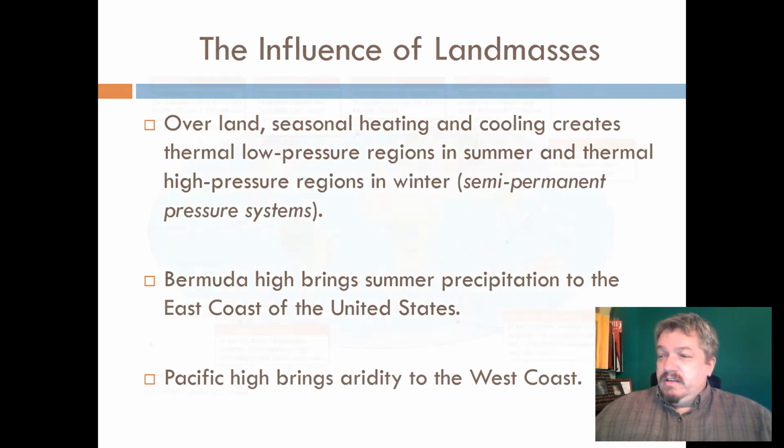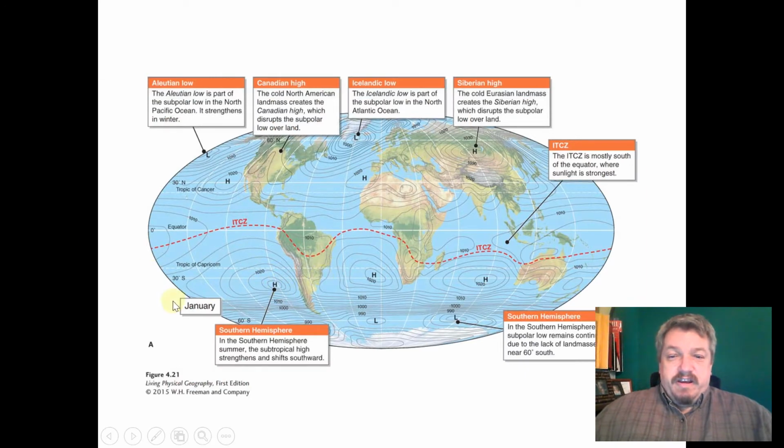Okay, so here's a couple examples. This right here is January. So in January, right, it's cold over North America. It's winter. So we have the Canadian high, right, or the Siberian high, which we'll talk about here. Very high pressure here. But in the southern hemisphere, it's summer. So here, right, it's warmer over land, so you have low pressure over land and high pressure over the water. Okay, you see the ITCZ is further south.